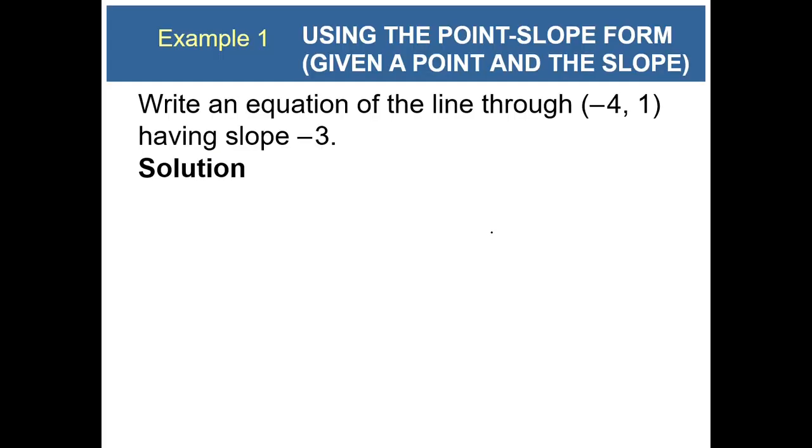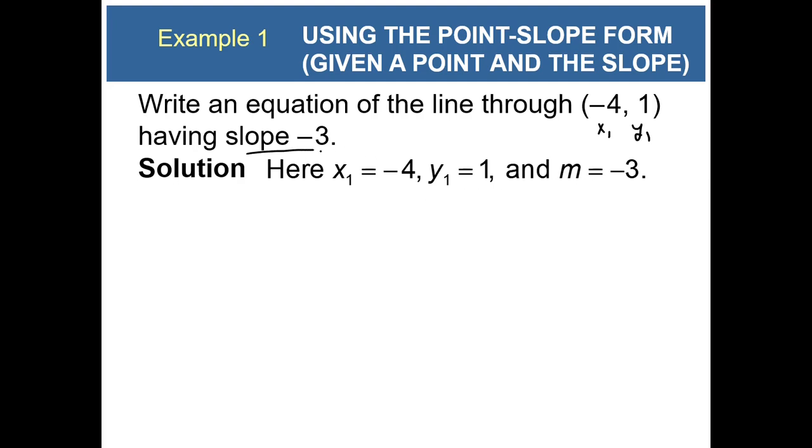Example 1. Write an equation of the line through -4, 1 having slope of -3. First, I want to start by labeling x1, y1 in the equation. Here, x1 is -4, y1 is 1, and the slope is given as -3.